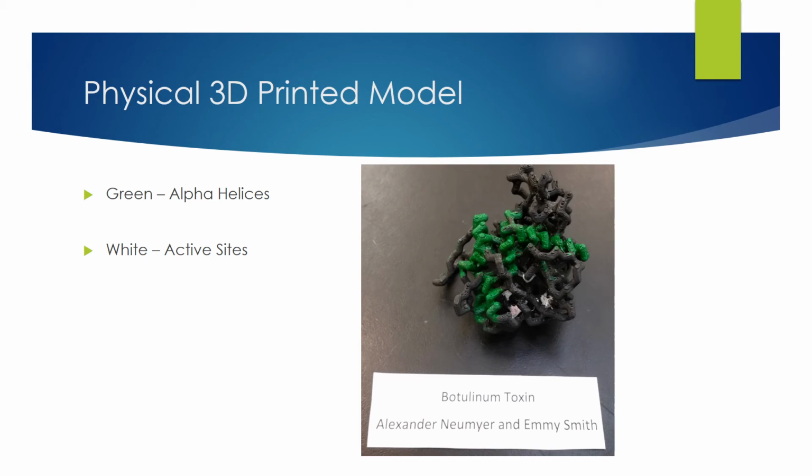The green paint indicates where the alpha helices are located, but a few couldn't be colored due to their location on the inside of the model. The white paint indicates where the active sites are. Notice that they aren't as accessible as one might imagine. This allows the protein to be more specific. The beta pleated sheets are not painted because many are located in hard-to-reach places in the model.